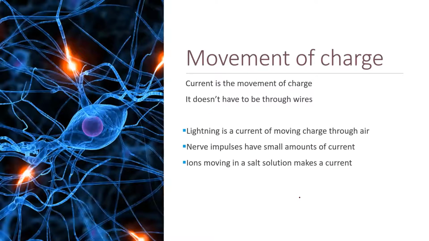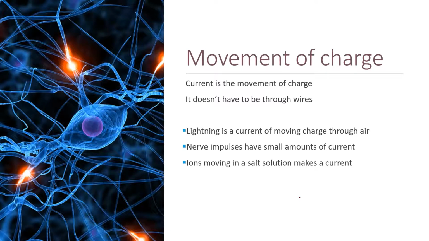Now I'm going to talk about different size charges. Current is the movement of charge. It doesn't have to be through wires. Lightning is a current of moving charge through air. Nerve impulses have small amounts of current, and ions moving through salt solution make a current. Ultimately, anywhere where charge is moving, you can refer to it as a current.